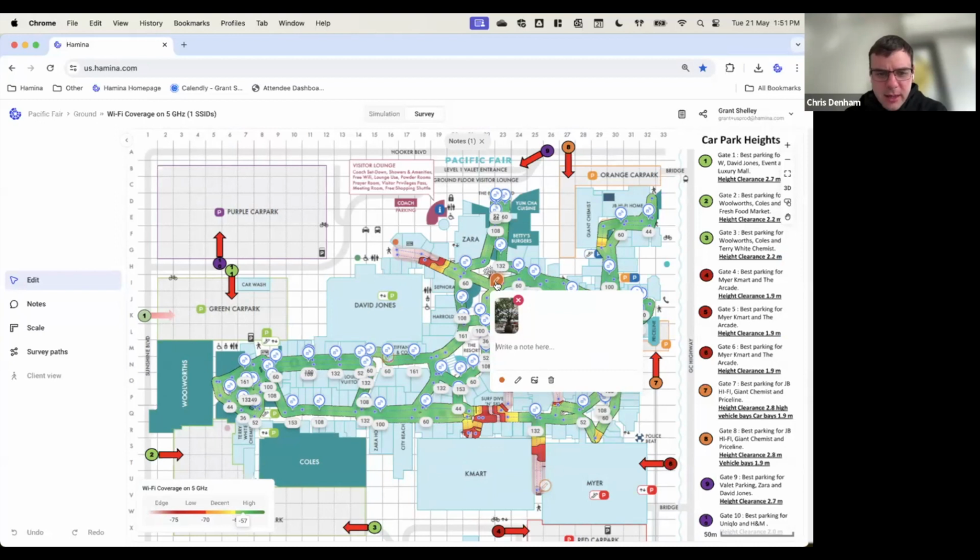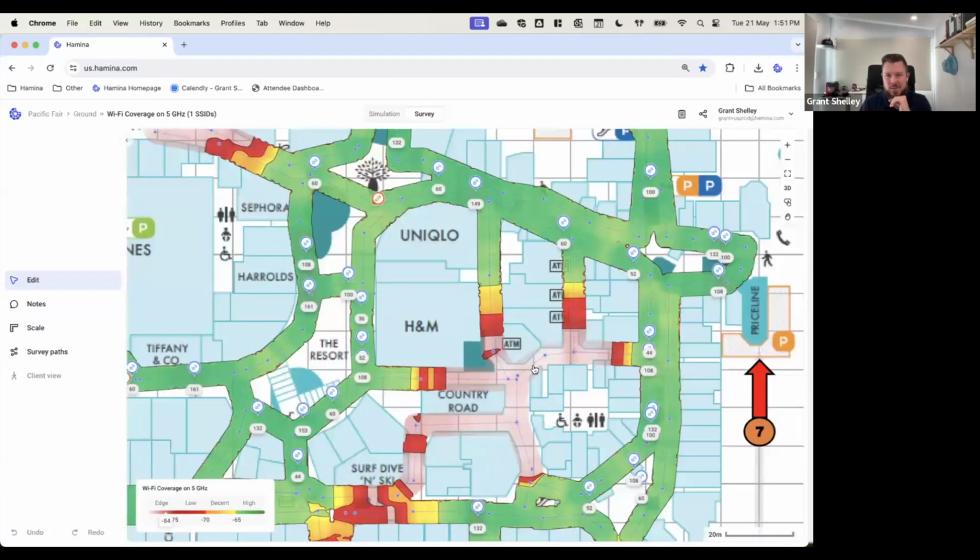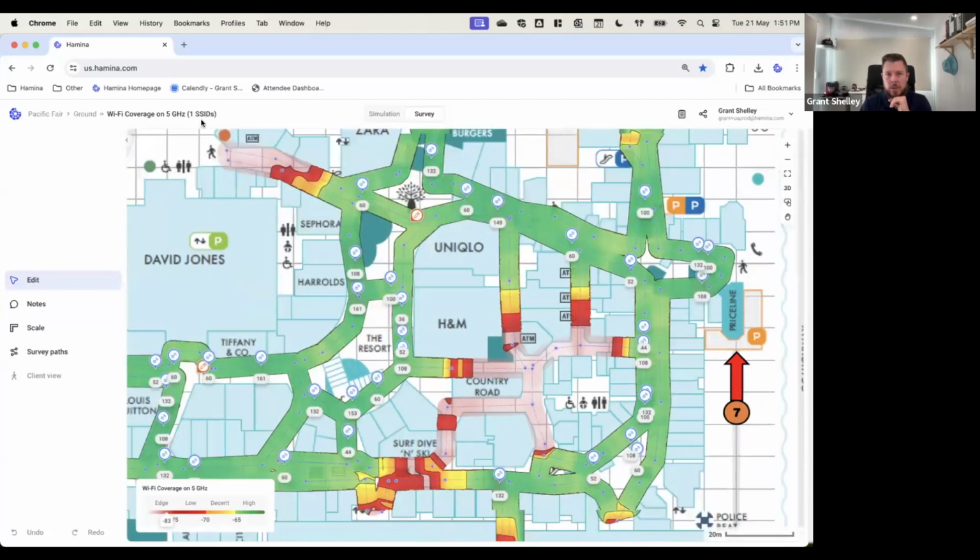Country Road's looking a bit sad from a coverage perspective. Yeah, this whole area here was just not existent. You can sort of see, if you look down the bottom legend, like it's like negative 86, like there's just no infrastructure here sort of at all. Yeah, which is really weird.